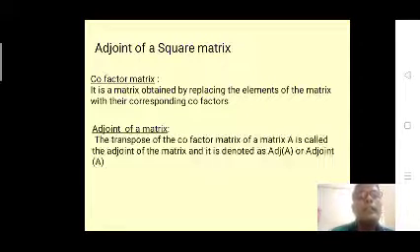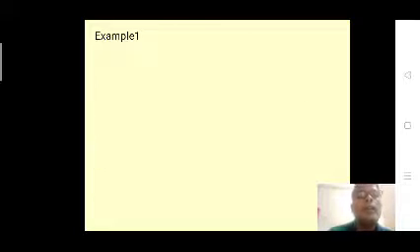Now we see the adjoint of a matrix. The transpose of the cofactor matrix of a matrix A is called the adjoint of the matrix and it is denoted by adjoint of A. Once again, the cofactor matrix is a matrix obtained by replacing the elements of the matrix with their corresponding cofactors. Then the adjoint of a matrix is simply the transpose of the cofactor matrix.